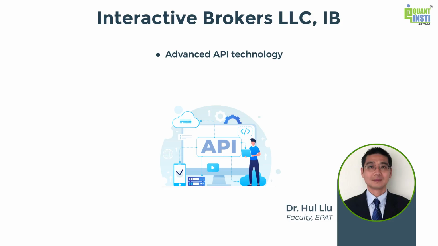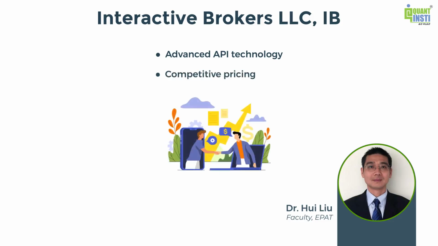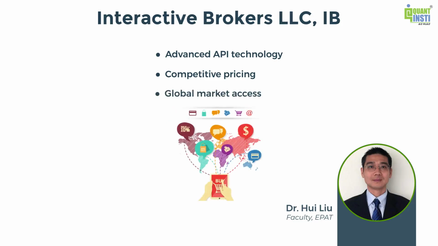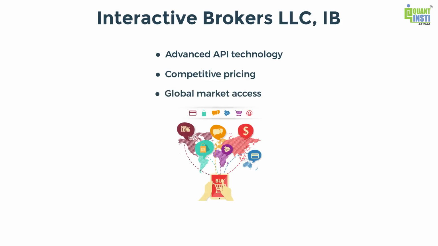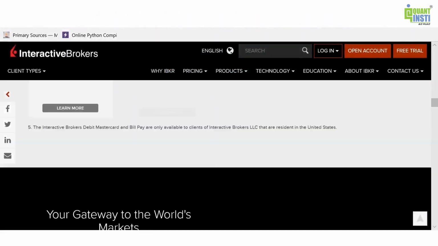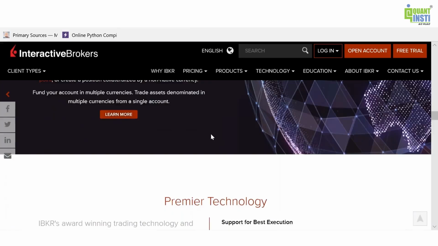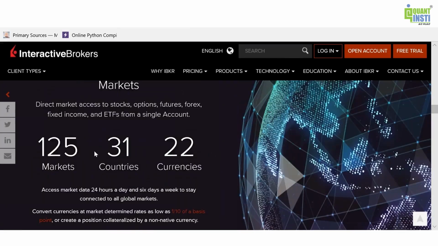The next part is IB provides very competitive pricing. So by trading with IB, you can save some cost and make more profit. The next part is IB offers global market access. If you go through the website, you will find IB can access 125 markets in 31 countries and use 22 currencies. So it's very convenient to do trading with IB.